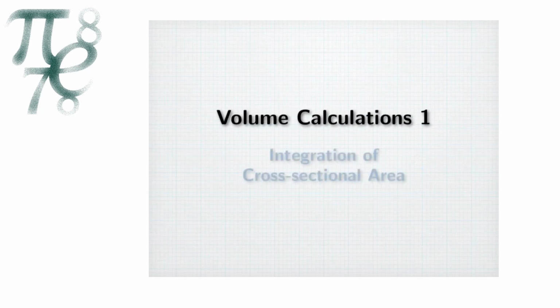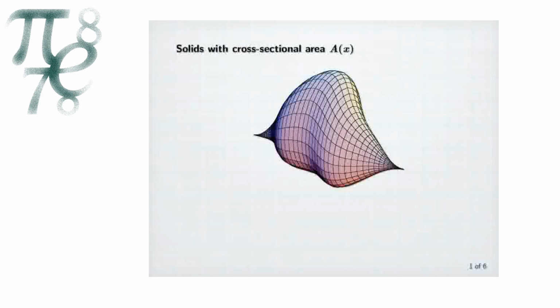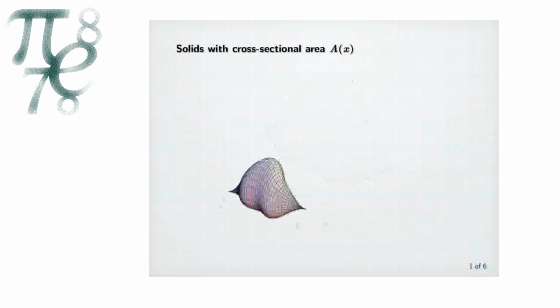Integration of cross-sectional area. Consider a solid whose cross-sectional area is given by a function A of some variable x. That is, assume that we can define a coordinate axis along which we have cross-sections perpendicular to that axis, and the cross-sectional area is a function of position along the axis.